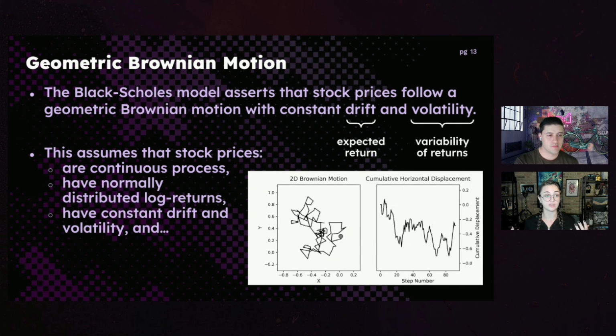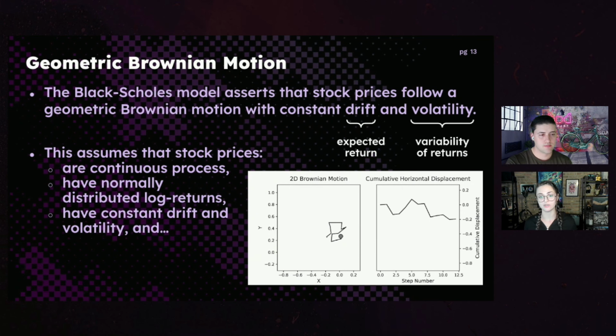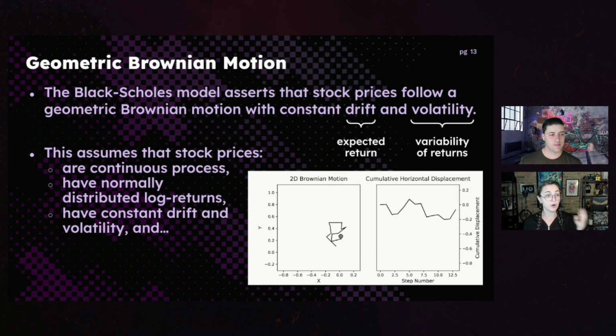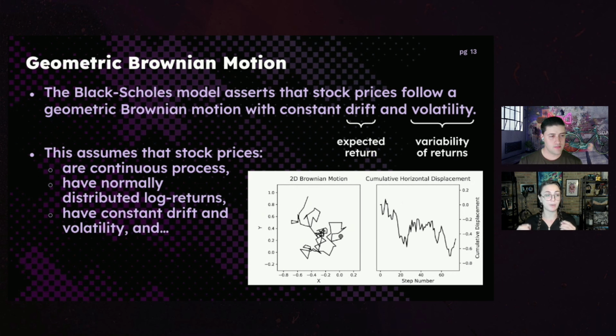So basically this asserts that stock prices are continuous. They have normally distributed log returns, and they have constant drift and volatility. And so here in this little graphic, this is an example of a particle. This is actually derived from fluid dynamics, which is super cool. It's used in chemistry, it's used in physics, but this is a particle undergoing Brownian motion, which is a type of motion that meets the criteria that I described.